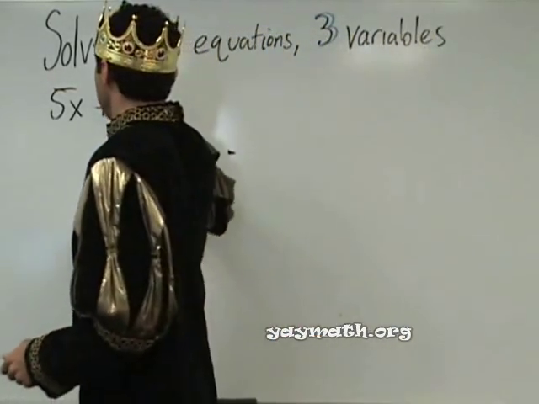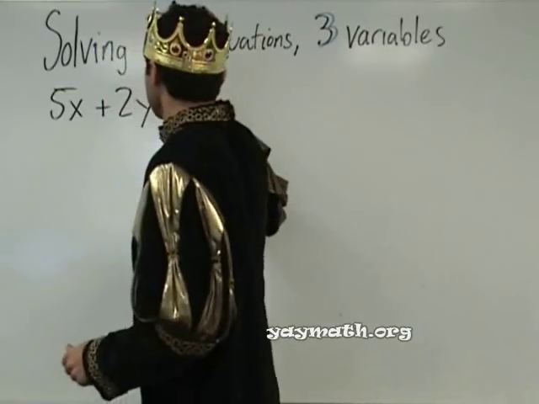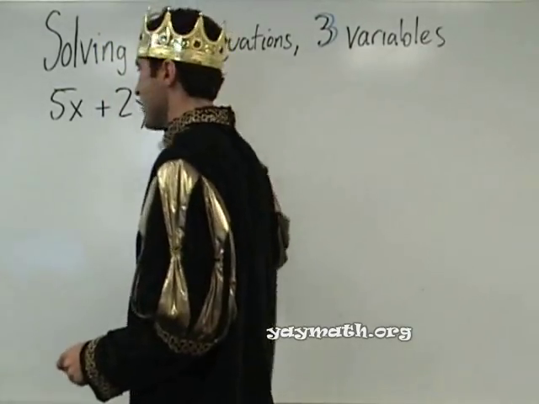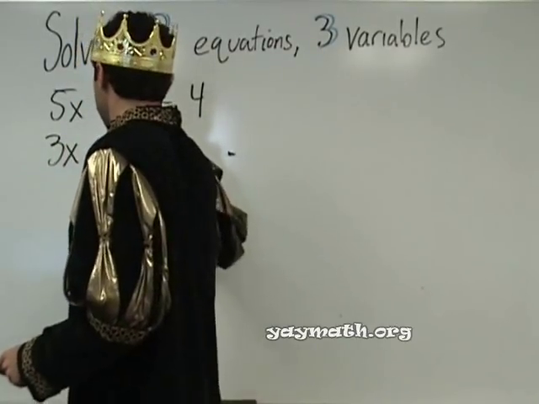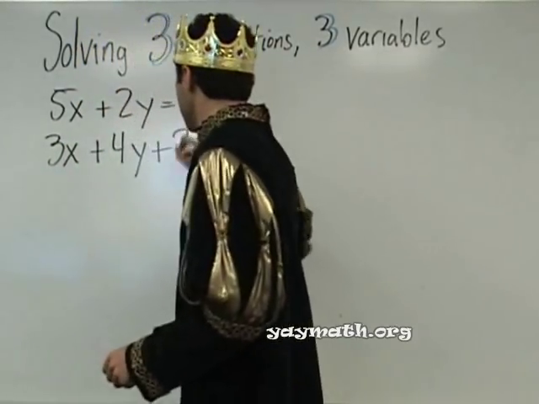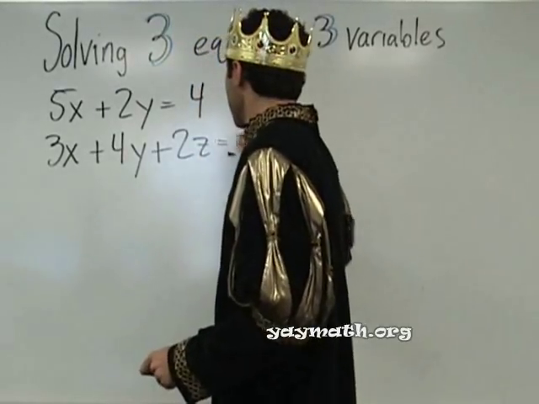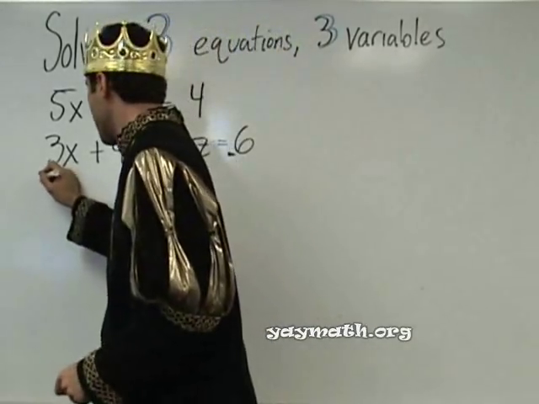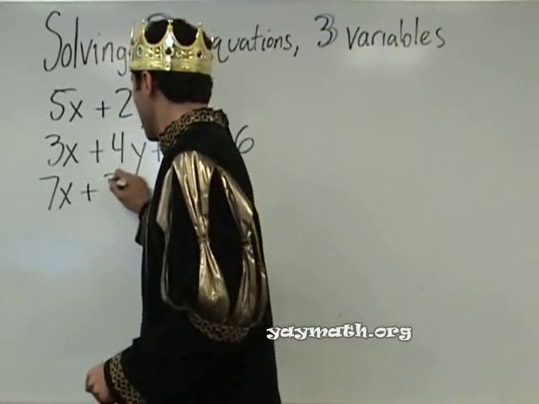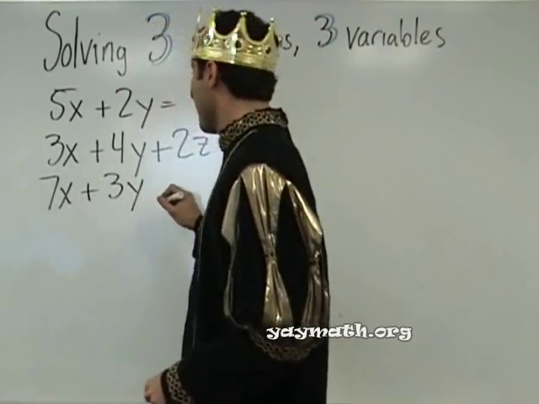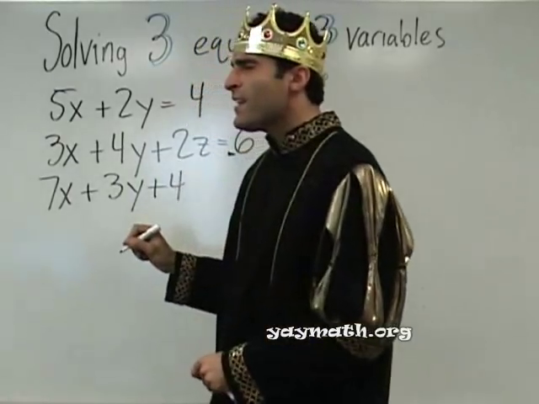5x plus 2y equals 4. 3x, now write this down with me, please, so we can all be on the same timing here. 2z equals 6. 7x plus... I left space where the z should be.